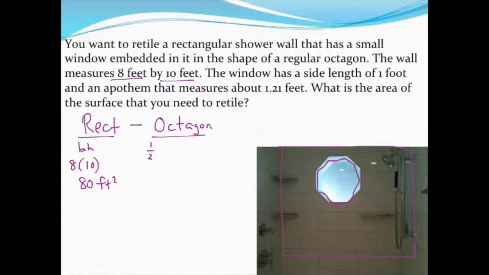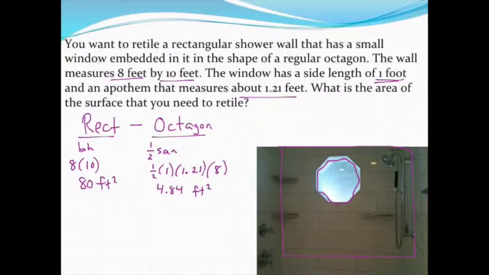So a polygon, recall, an octagon or any kind of polygon, has area 1/2 times the side length times the apothem times the number of sides. The side length they've told me in this window is 1 foot. The apothem they've also included, they said that's about 1.21 feet. And then the number of sides, n, well, we're dealing with an octagon, so that's going to be times 8. So reaching for a calculator or pausing the video if you need to do the calculation yourself, the window has an area of about 4.84 feet squared.